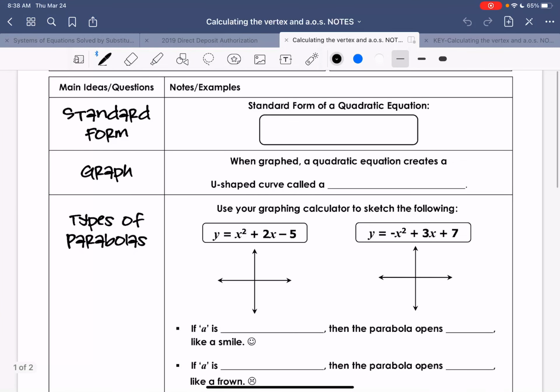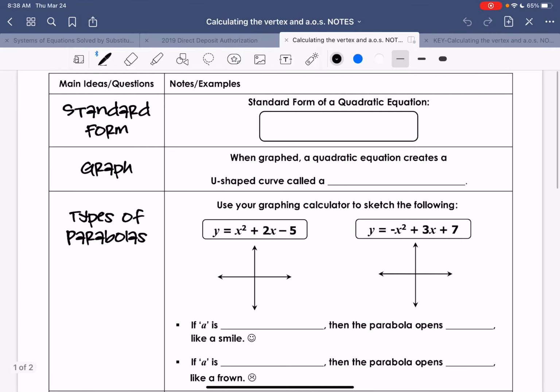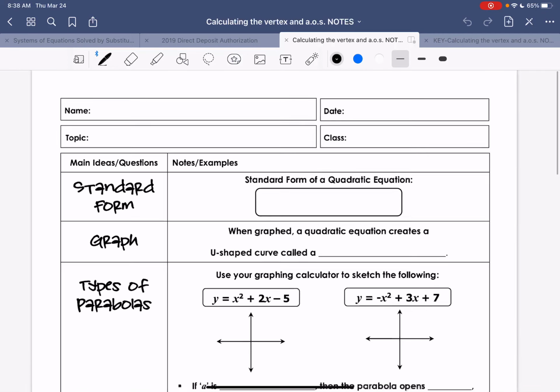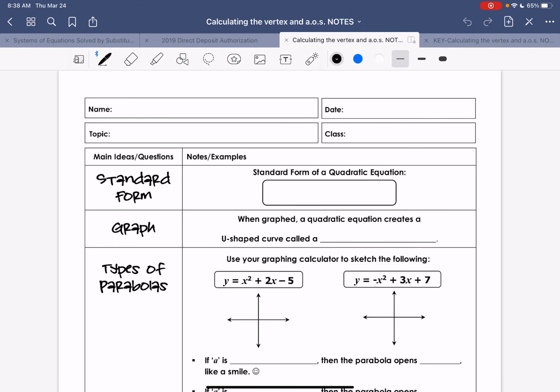Alrighty, so here are our notes on how to calculate the axis of symmetry and the vertex when only given an equation.